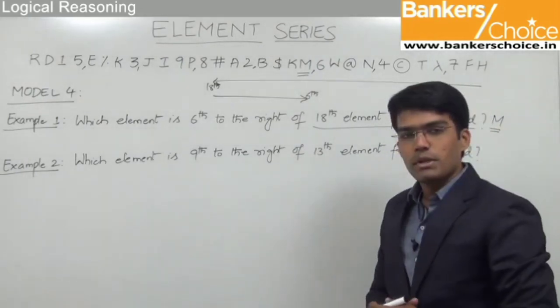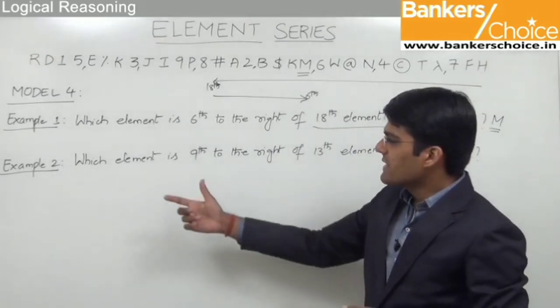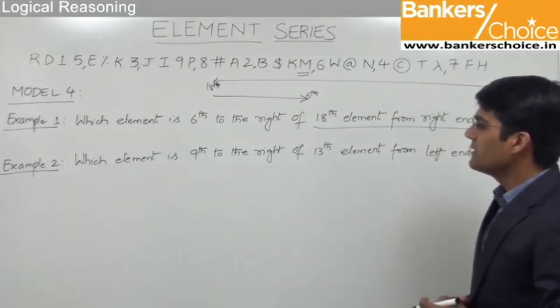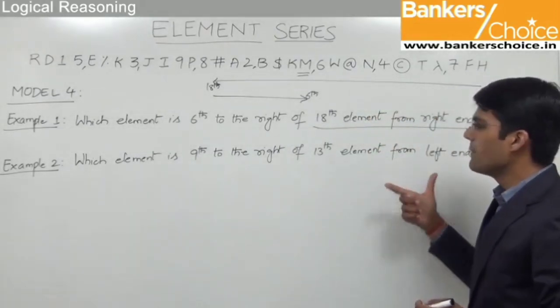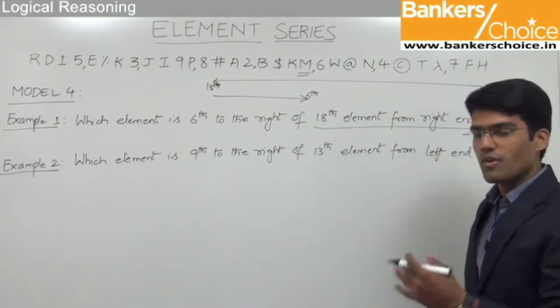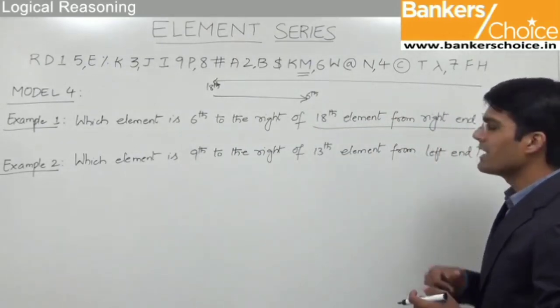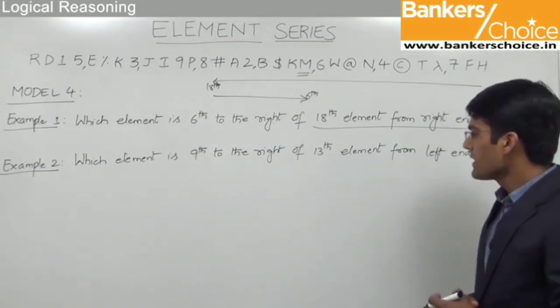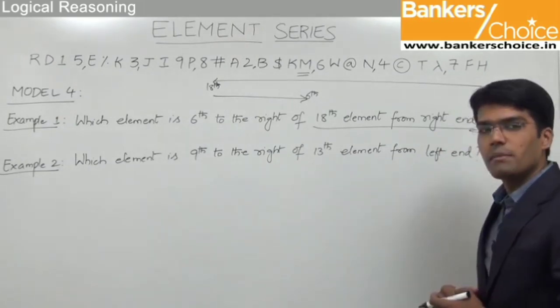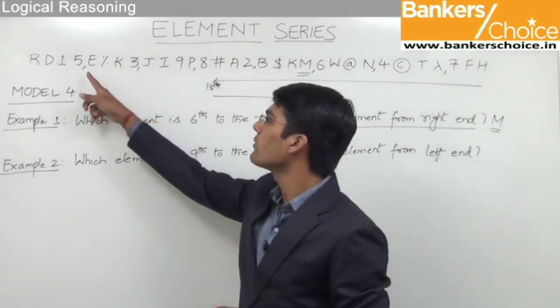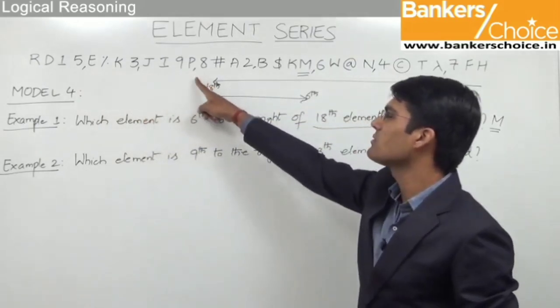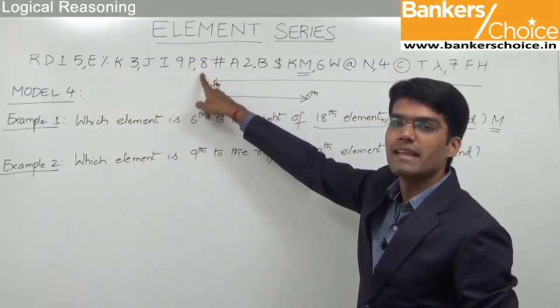Similarly, let us look at example 2. Now the question here is, which element is 9th to the right of 13th element from the left end? So we need to find out that element which is 9th to the right of the 13th element from the left end. So let us first find out the 13th element from left end, and that element would be 4 plus 4 is 8, plus 4 is 12, and the 13th element is 8.